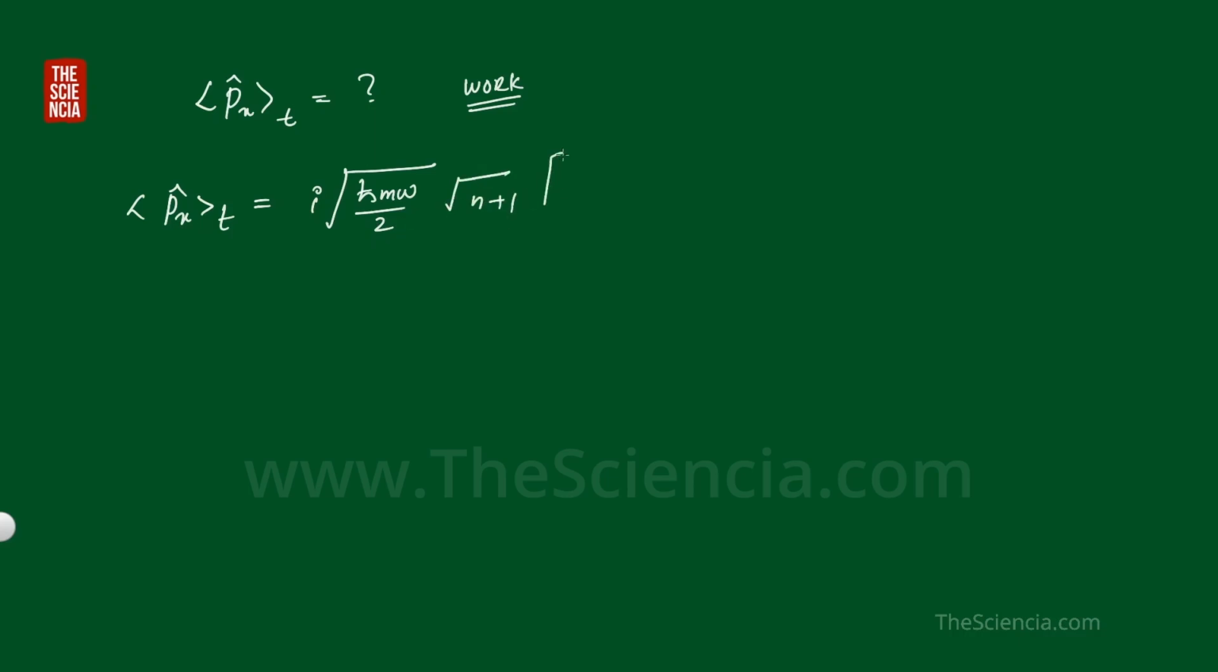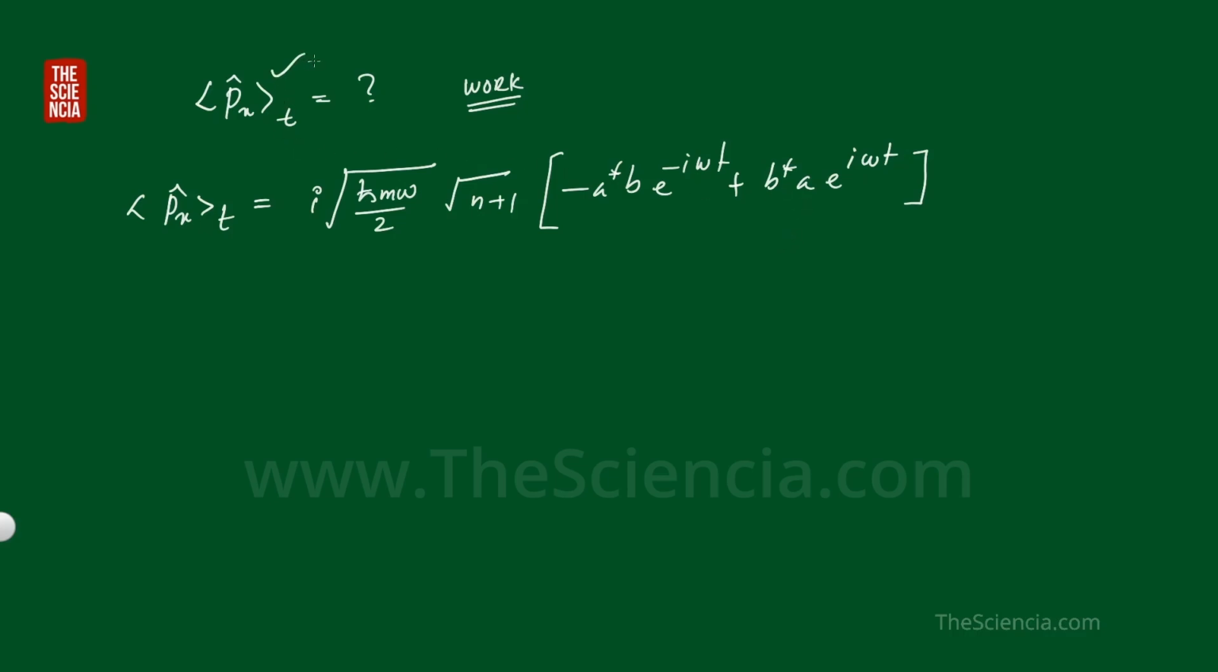In a similar fashion, you please try to solve for px at time t. This is work for you. The final answer I will tell you, that is, the expectation value of px at time t will be equal to i root h cross m omega by 2 root n plus 1 into minus a star b e raised to minus i omega t plus b star a e raised to i omega t. This will be the final answer.